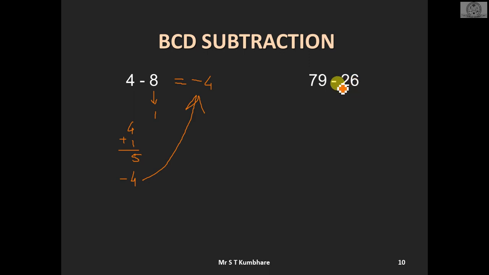Let's take this example. 79 minus 26. If we do the direct subtraction, what will we get? 9 minus 6 is 3, 7 minus 2 is 5. Let's check what happens in this way. I will find the ninth complement of this 26. How to find it? 99 minus 26. That gives 9 minus 6 is 3, 9 minus 2 is 7. So basically I have to add 79 with 73.